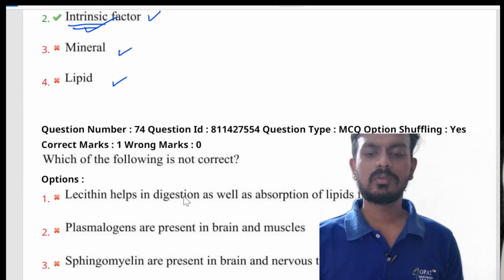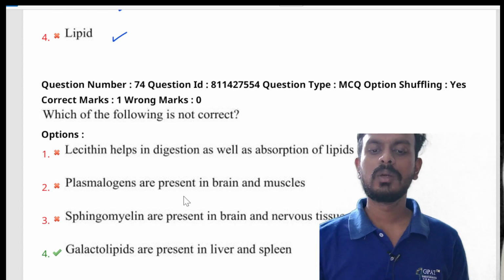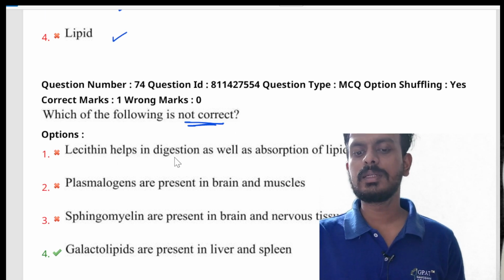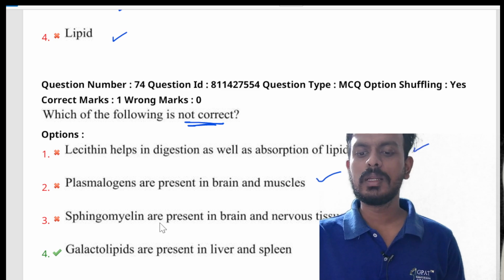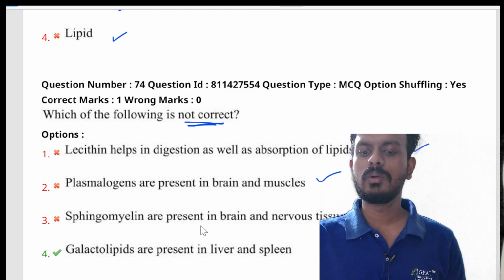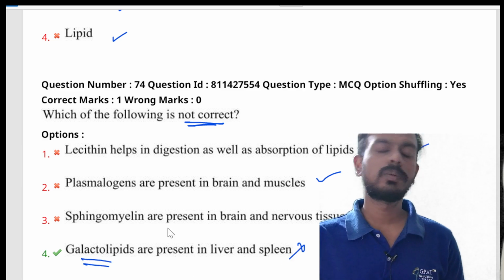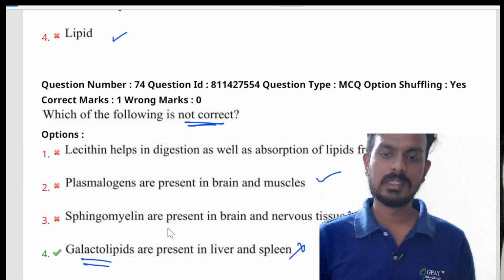So moving to the next question, question number 74. Which of the following is not correct? Lecithin helps in digestion as well as absorption of lipid from the GIT. Plasmalogens are present in brain and muscles. Sphingomyelin is present in brain and nervous tissue. Galactolipid present in liver and spleen? No, galactolipids are not present in liver and spleen.